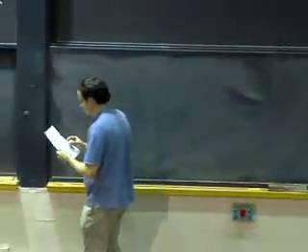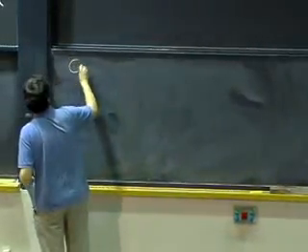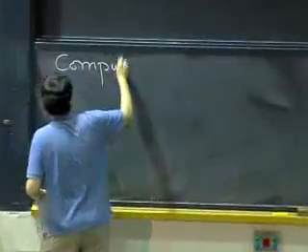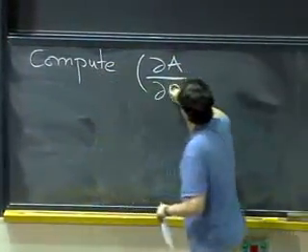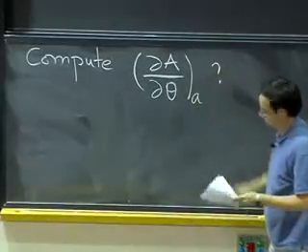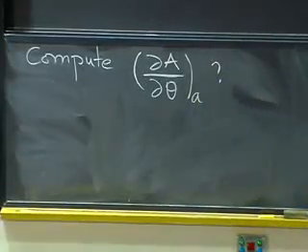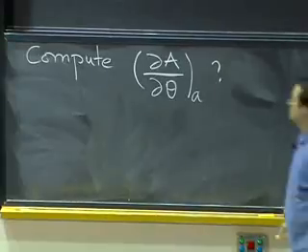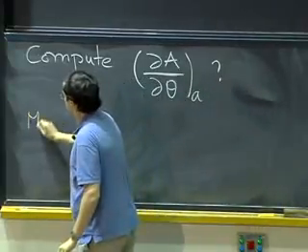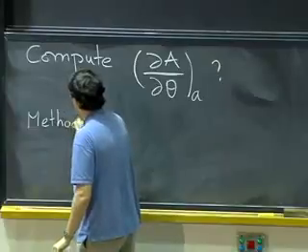Okay, so let's try to compute partial A, partial theta with A held constant. So let's see three different ways of doing that. So let me start with method 0.